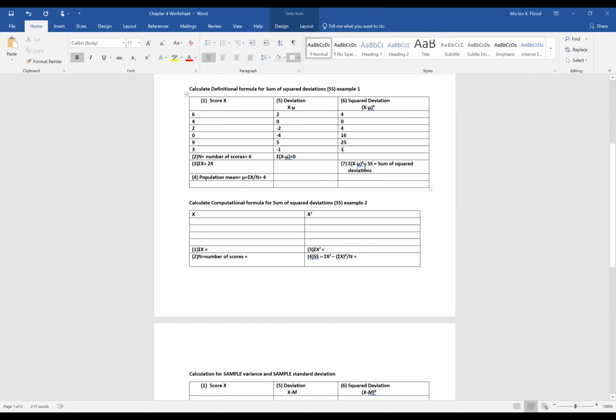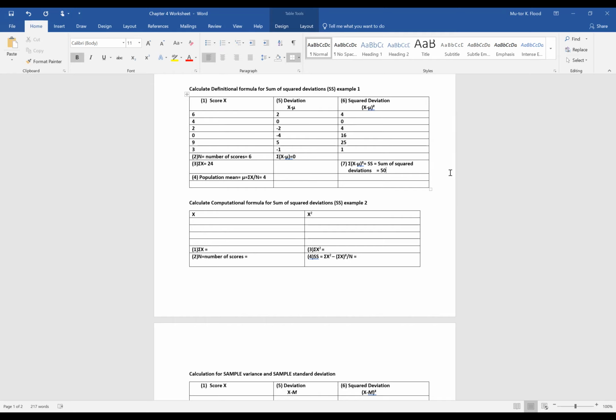In step 7, it's going to ask us to get the sum of the square deviations. Right? We're going to add up all those square deviations. So 4 plus 0 plus 4 plus 16 plus 25 plus 1 is going to give us 50. So our sum of square deviations for this particular problem is 50.